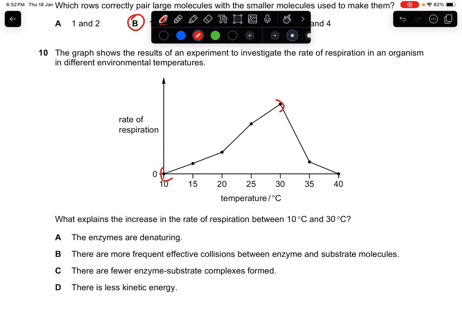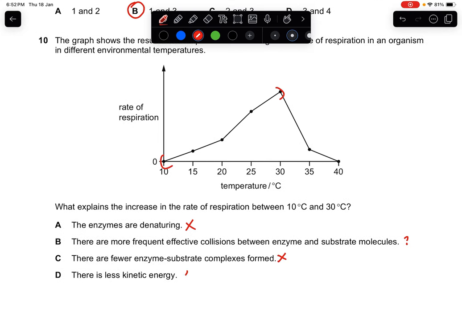So let's see what are the answers that we have. The enzymes are denaturing, definitely not. Enzymes help to increase the rate of reaction. There are more frequent effective collisions between enzyme and substrate molecules. Maybe. There are fewer enzyme-substrate complexes formed. Nope. When you are having a good rate of reaction, there will be more collision and successful catalysis of products coming out. So C is out. There is less kinetic energy. Nope. So the answer is only B, the most logical answer here.